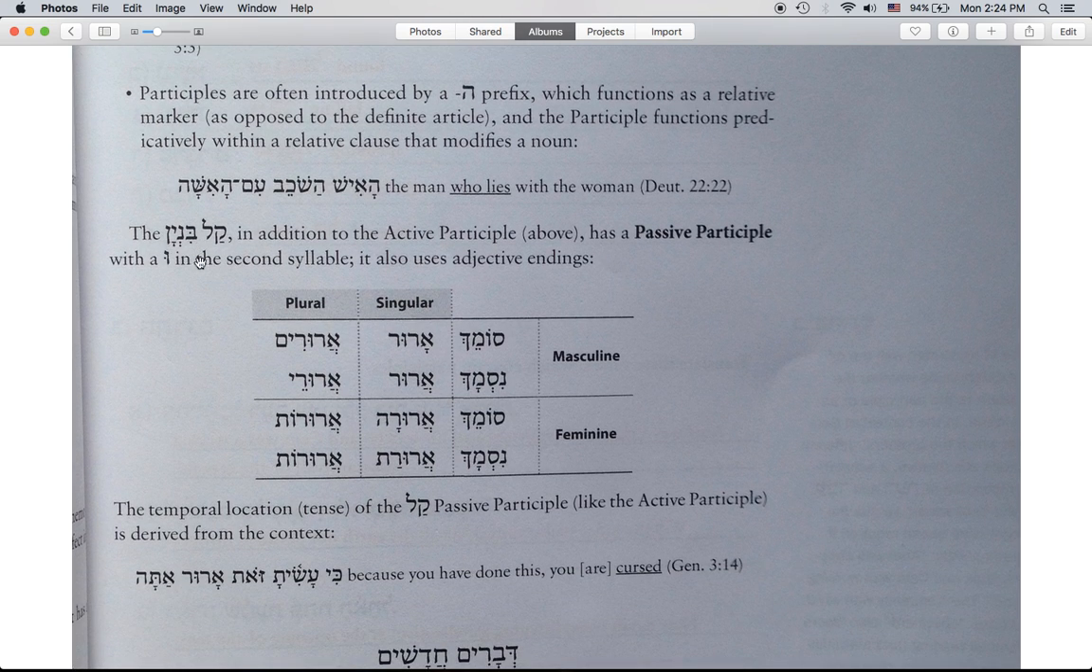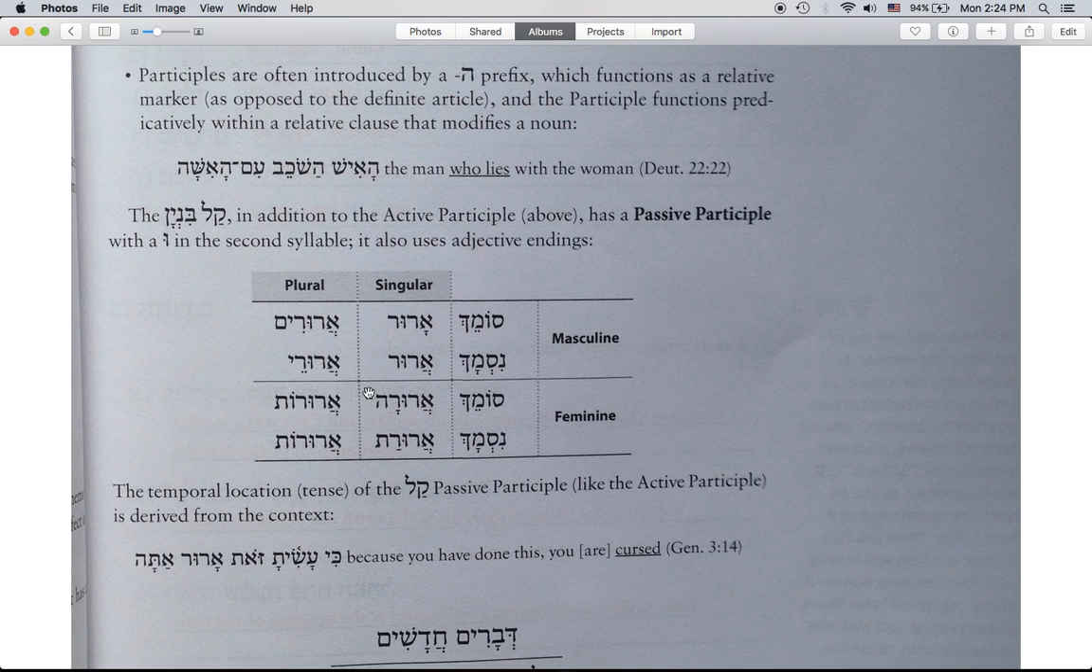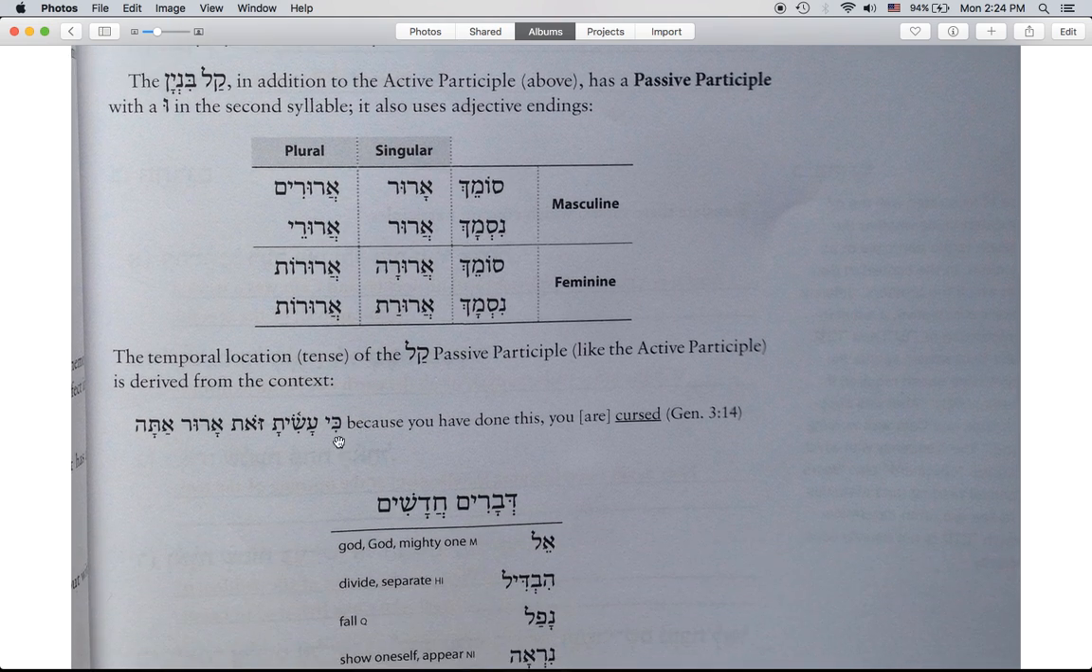The Qal binyan, in addition to the active participle that we saw above, has a passive participle with a shureq, the u, in the second syllable. It also uses adjective endings. So this is just another way that the participle can be used in the Qal. It can be active. Here we see the passive. Instead of the O-E vowel pattern, we have the A-U vowel pattern. Same endings though, the noun endings that we're used to.